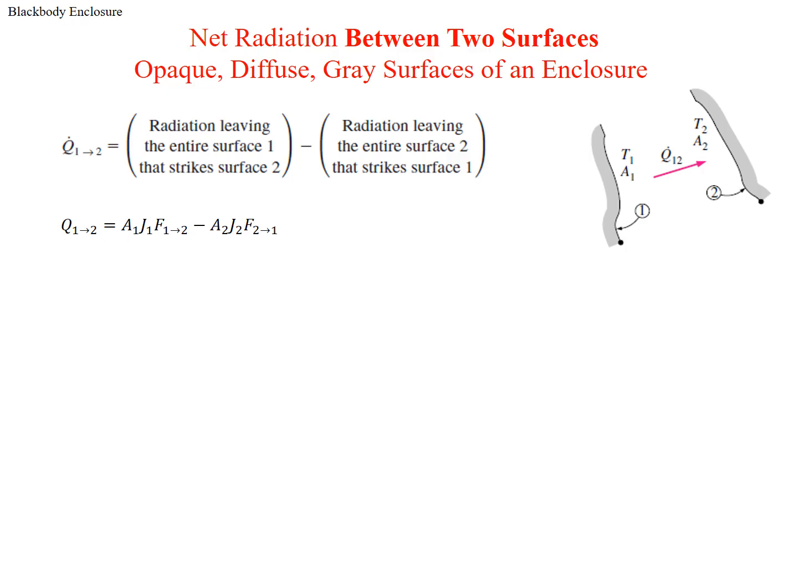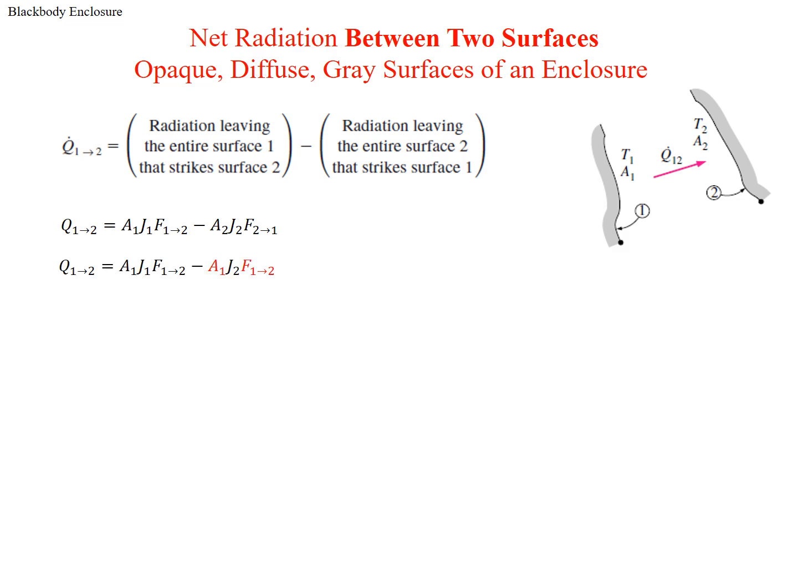I write the radiation from 1 to 2 as A1 J1, and I multiply that by the view factor from 1 to 2, minus what the radiation leaving the surface 2 that strikes surface 1 is. So that would be A2 J2 that's leaving surface 2. The part of it that actually strikes surface 1 would be why I would multiply that by F21. The reason I have F12 and F21 is I'm only looking at the portion of radiation from 1 that strikes 2 and the portion from 2 that strikes 1, because I'm specifically looking at the net radiation between 1 and 2.